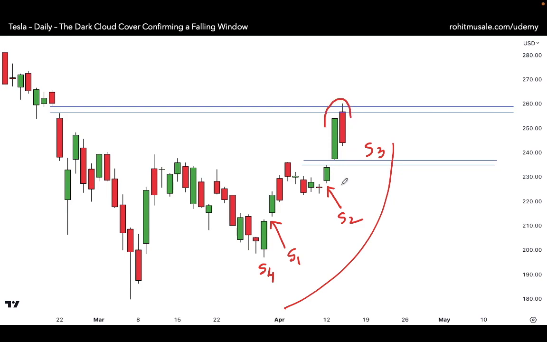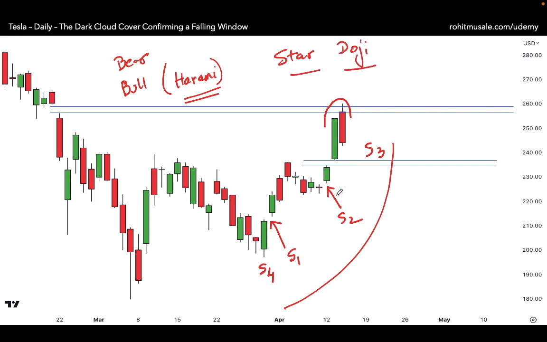Remember, the dark cloud cover is a very powerful candlestick pattern. You are allowed to take a trade on that pattern, unlike patterns like Harami, where you are not allowed to initiate a position. You can exit an existing position, but you are not allowed to initiate a new position. So this can be a bull Harami or a bear Harami. Then there is a star, then there is a doji. These are patterns where you cannot initiate a new position, but the dark cloud cover is so powerful that you are allowed to take a position.